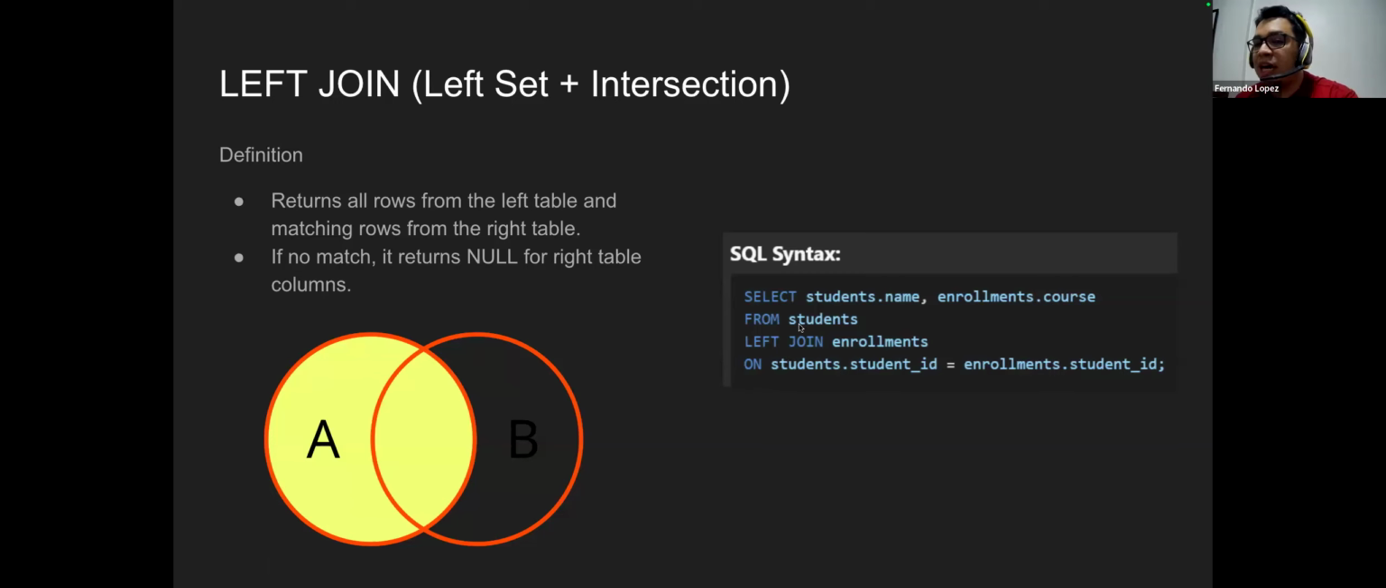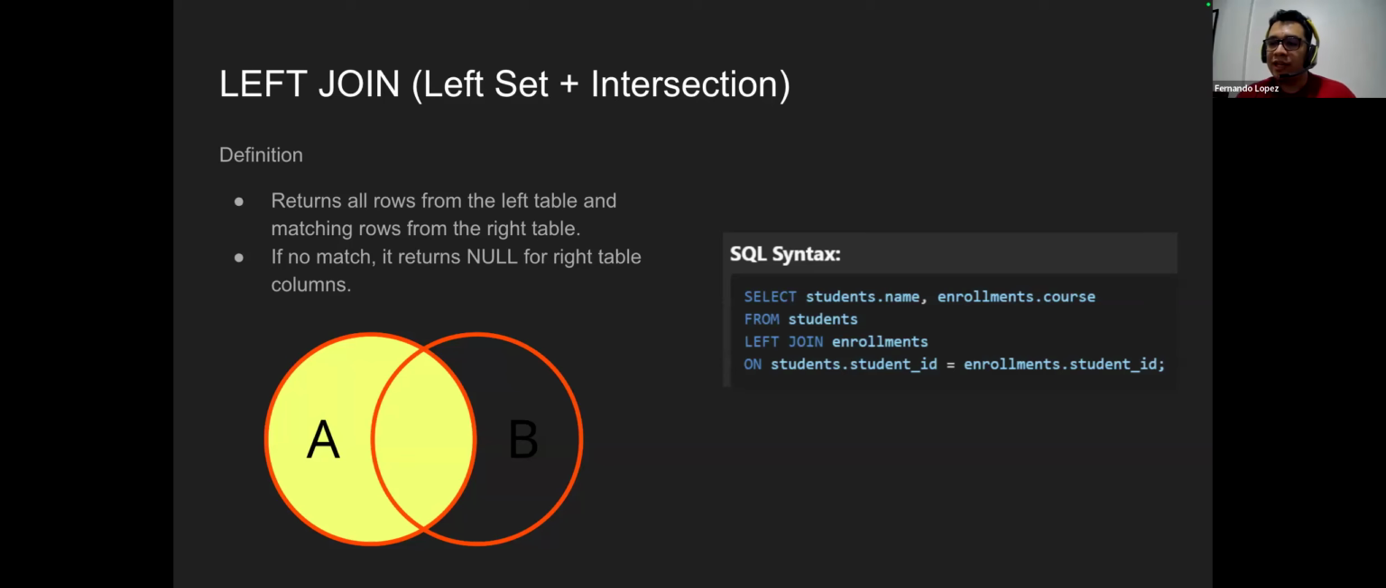So if you have 1,000 students in this table, you're going to bring those records in the result. And at the same time, you're going to bring the ones that are in common. So we have the entire A table, or the students table, and the ones that we have in common in this operation. This is the difference between having an inner join and a left join.